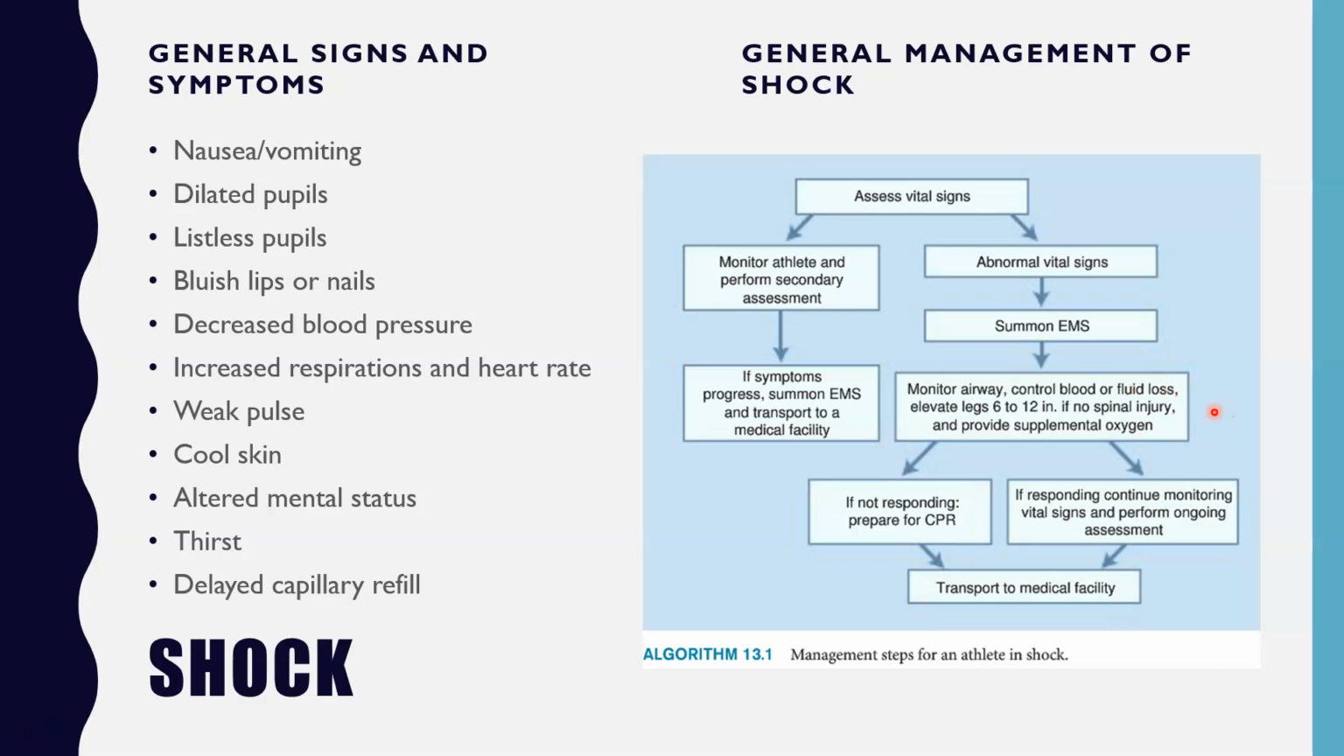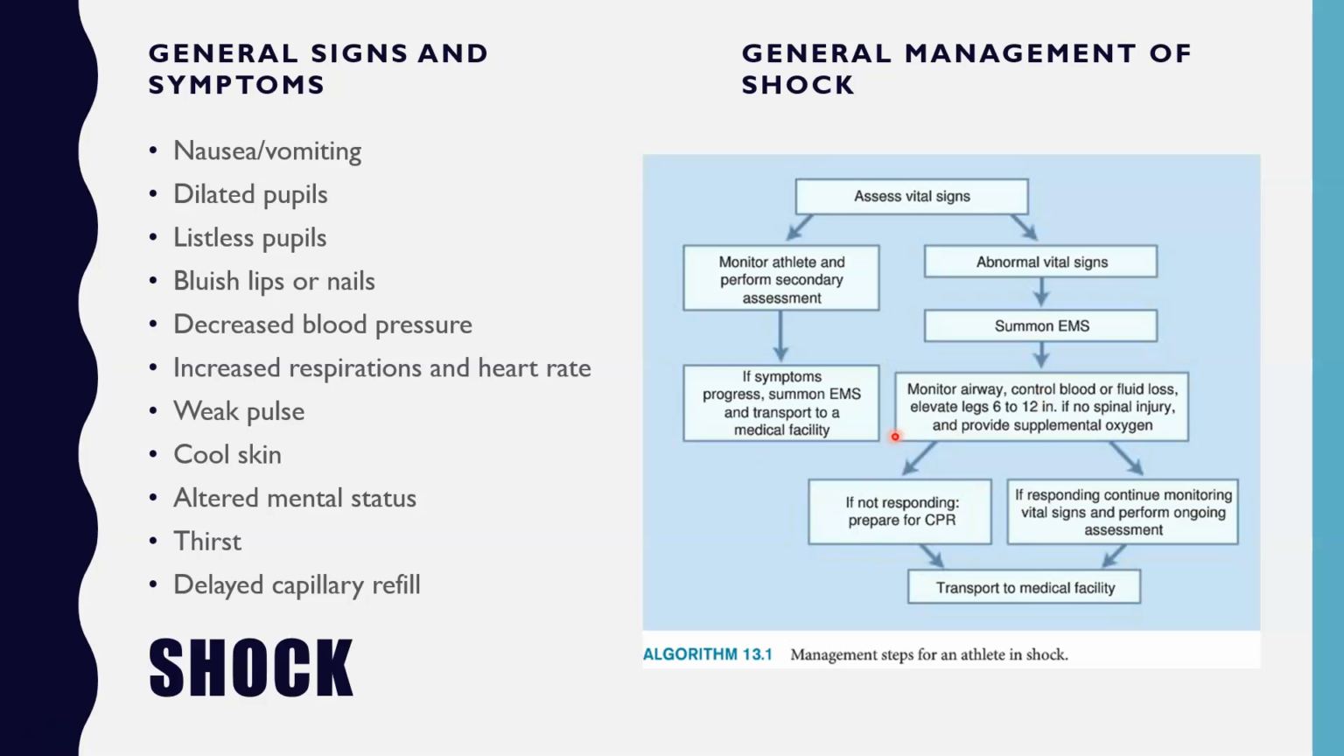Then we're going to place them in a supine position and elevate the legs 6 to 12 inches if there is no spinal injury. And the idea with this is, although there's not great evidence associated with this, if we increase the legs, we potentially have the possibility of directing more blood flow back towards the core and major organs. So at that same time, we're going to keep the athlete warm, monitor their vital signs, watch for any vomiting, reassure the athlete, and manage any injuries associated with that.